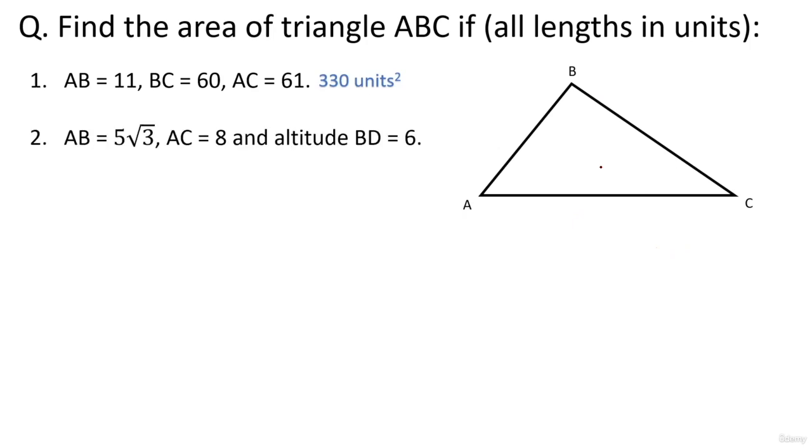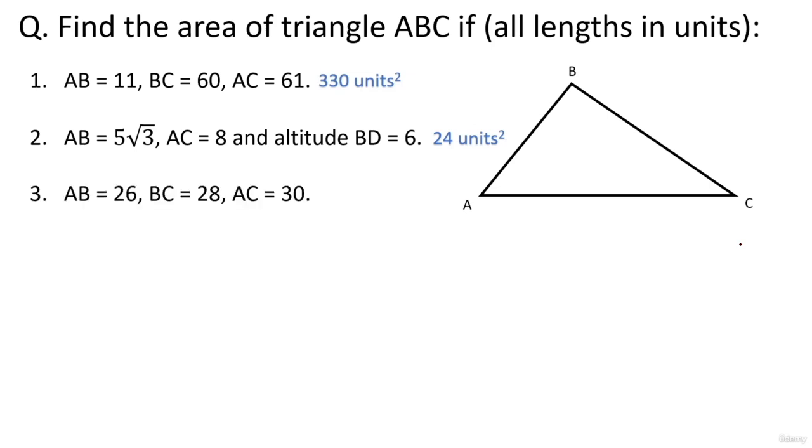Okay, next, AB is 5 root 3, AC is 8 units and altitude BD is 6. Altitude BD मतलब height BD दिया हुआ है 6, base दिया हुआ है 8. Just apply half into base into height. Half into 8 into 6: 6 8s are 48 upon 2, 24. Okay, so second question का answer is 24 square units. It's as simple as that.